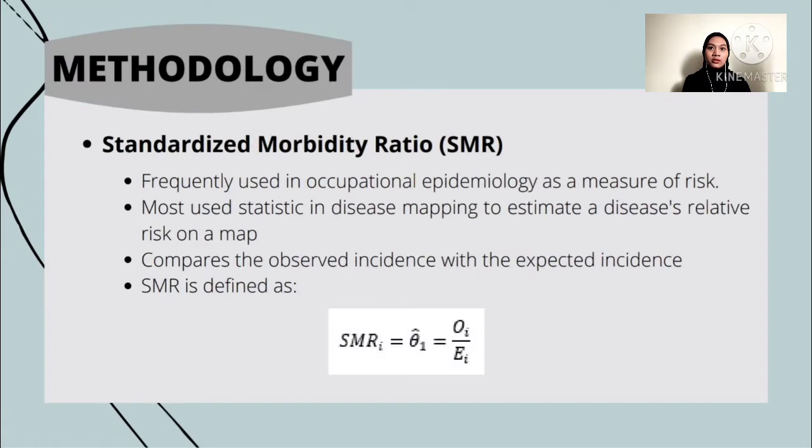Next is methodology. The first method we use is the standardized mortality ratio, which is SMR. SMR is frequently used in occupational epidemiology as a measure of risk. It is the most used statistic in disease mapping to estimate the disease relative risk on a map. SMR compares the observed incidence with the expected incidence. This is the formula we use to find the relative risk for SMR. We take the observed value divided by the expected value.